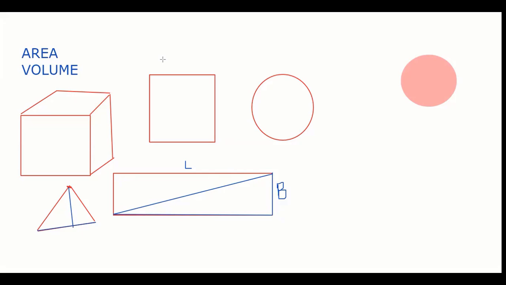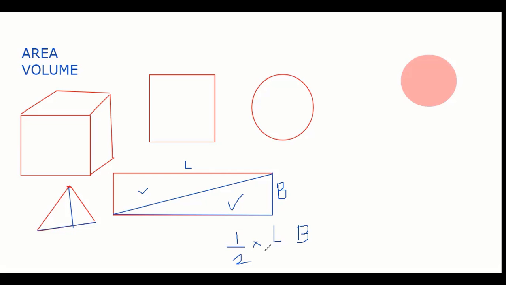So the area of the whole rectangle is the area of this plus the area of this, right? Say the area of the full rectangle is 100. Then the area of one triangle would be half of that. So if the area of the rectangle is L into B, the area of one triangle is half of that, right?